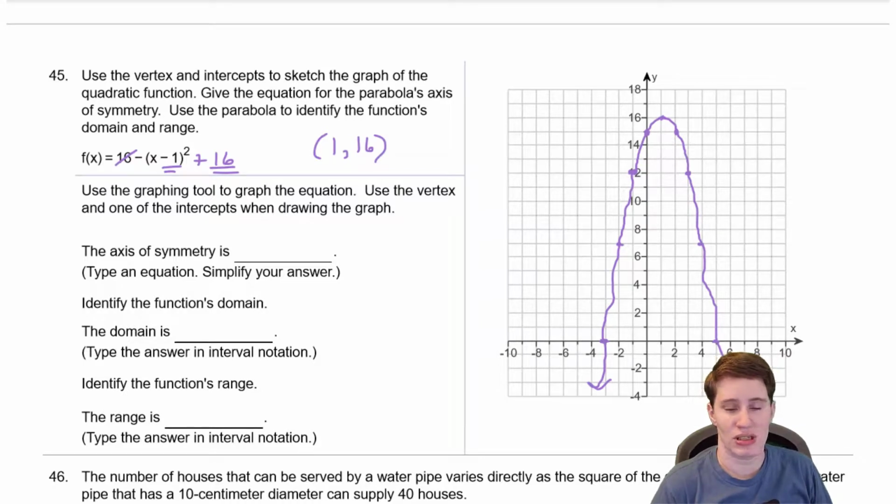The axis of symmetry is the vertical line that divides this in half so that you see the same thing on either side, kind of like a mirror. So that would be x equals 1, because vertical lines are x equals lines.